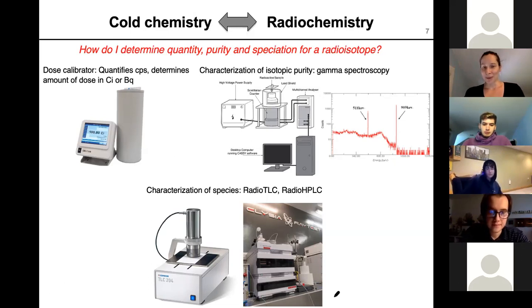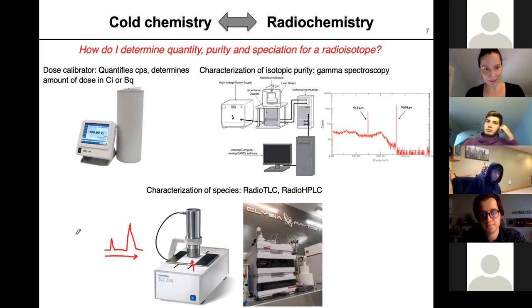So the bottom left is what we call a radio TLC instrument. So you can see here is your TLC plate. And typically the way this measurement works is that you have this detector that detects the disintegrations. And it will move slowly across the plate, and it will generate a trace for you that tells you that on this axis of movement, there are certain amounts of activity on the plate. So you would get a readout that looks something like this. So the TLC plate, if you would look at the UV active species, would look something like this. Okay. So this is what we call a radio TLC.